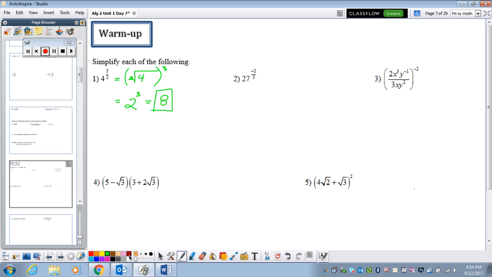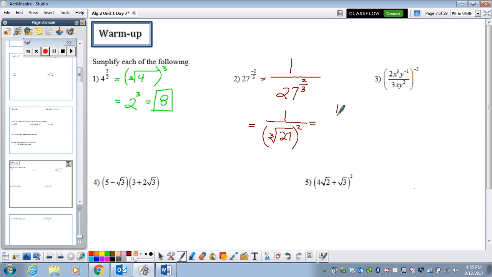On number 2, we have a negative power. The very first thing I want you to do is put this on the bottom of a fraction. So let's make this 1 over 27 to the positive 2/3. At this point, we'll go ahead and convert our fractional exponent. The 3 is on the bottom, just like tree roots. So we're taking the third root of 27 and raising it to the 2 power. Don't forget, there's still a 1 on top of this fraction because of that negative exponent originally.